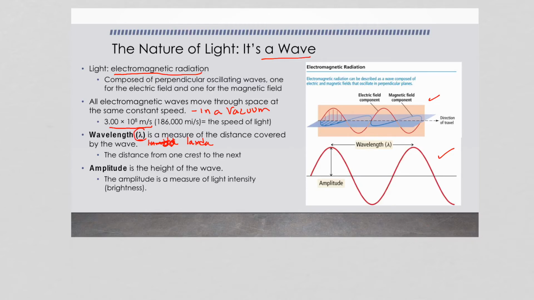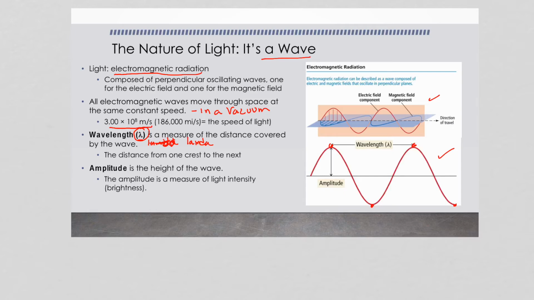Which sort of looks like this upside down Y. And it's simply a measure of the distance covered by the wave. So we typically think about it as the distance between crest and crest, or you could measure it between the bottom parts of the wave, trough and trough, right? But again, it's going to come up with the same distance. So it's the distance between wave peaks, right? So the wavelength is one way that we characterize a wave.